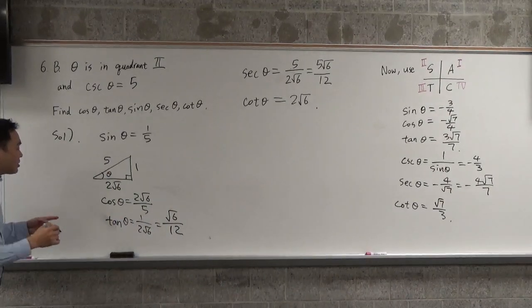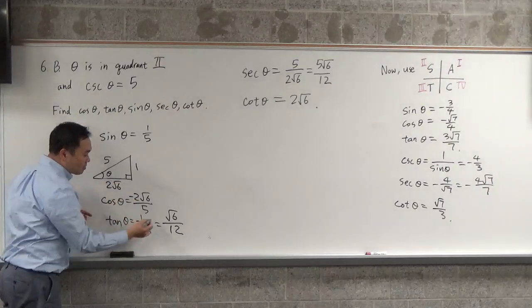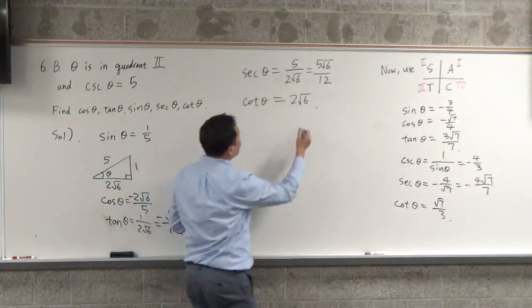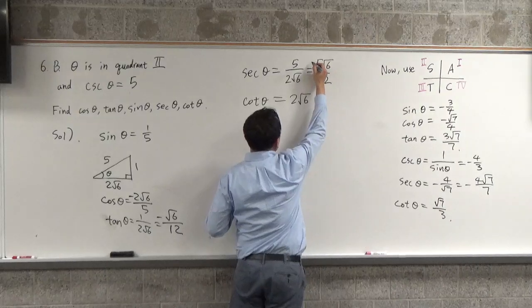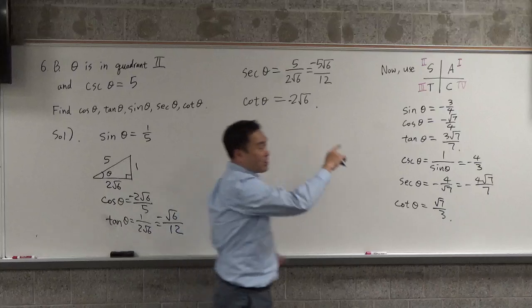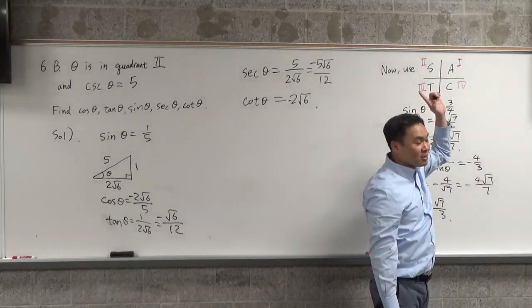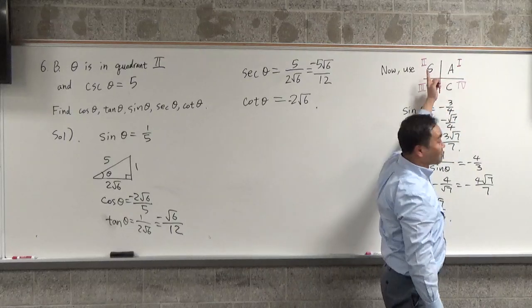That's how. Oh, but then you have to put the signs. Okay, what's the sign? Minus, minus, minus, and minus, right? Because of All Students Take Calculus. You're in quadrant 2, so sine and cosecant are positive, the others are negative.